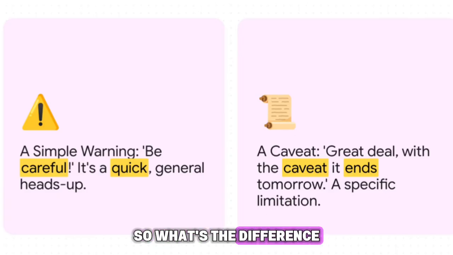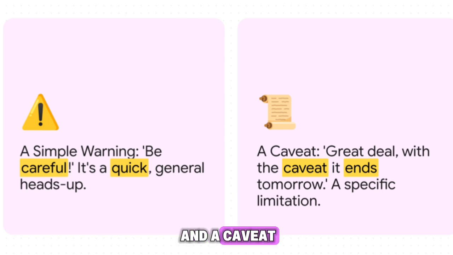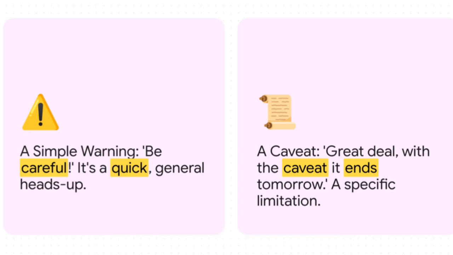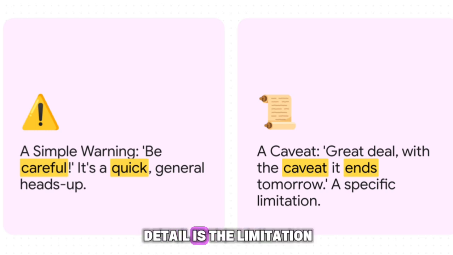So what's the difference between just a warning and a caveat? Well, a warning can be super general, right? Like someone just shouting, be careful. A caveat, though, is way more specific. It modifies a whole statement. For example, the deal is great, that's the main point, with the caveat that it ends tomorrow. See? That one specific detail is the limitation.